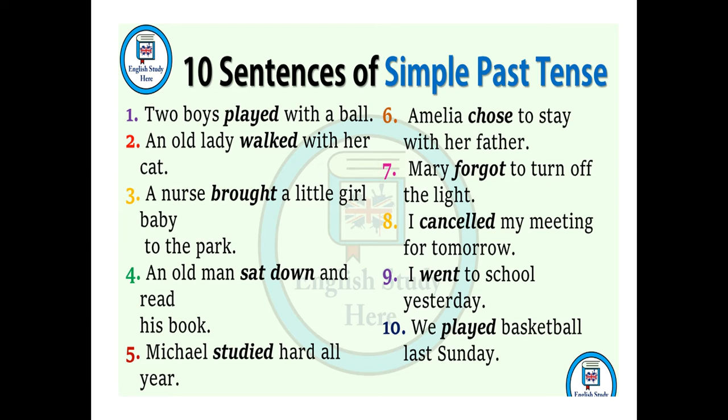But in the third sentence, brought is an irregular verb. Bring is the present tense. When it comes to the past tense, it changes to brought. Sat down, studied, played, went, cancelled, forgot, chose. So these are the examples of simple past tense.